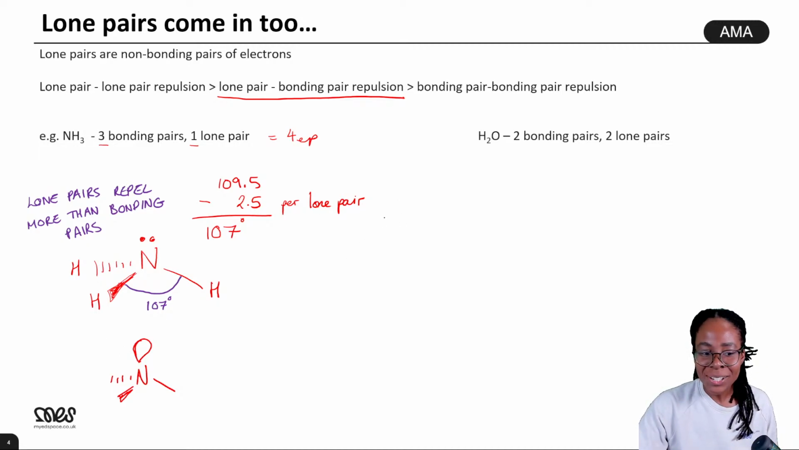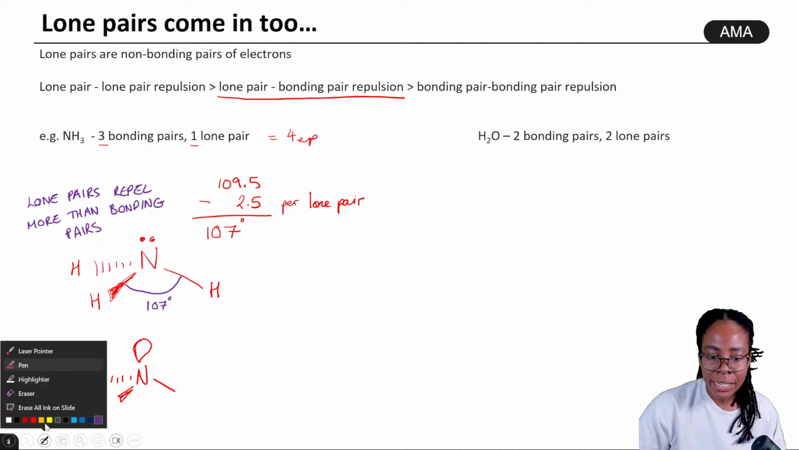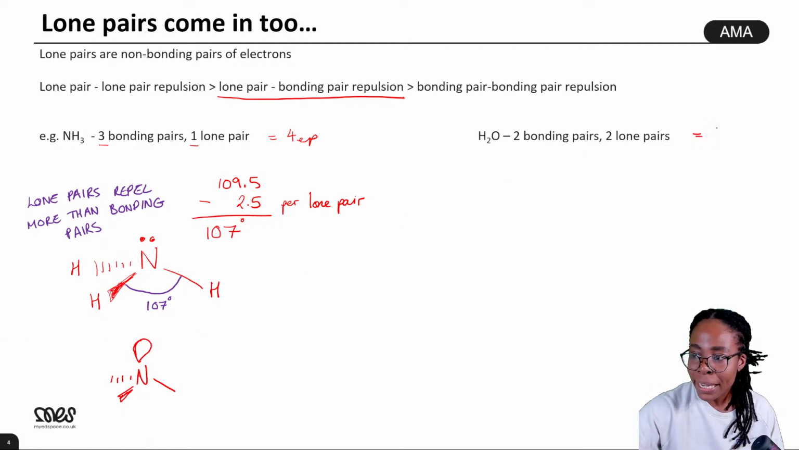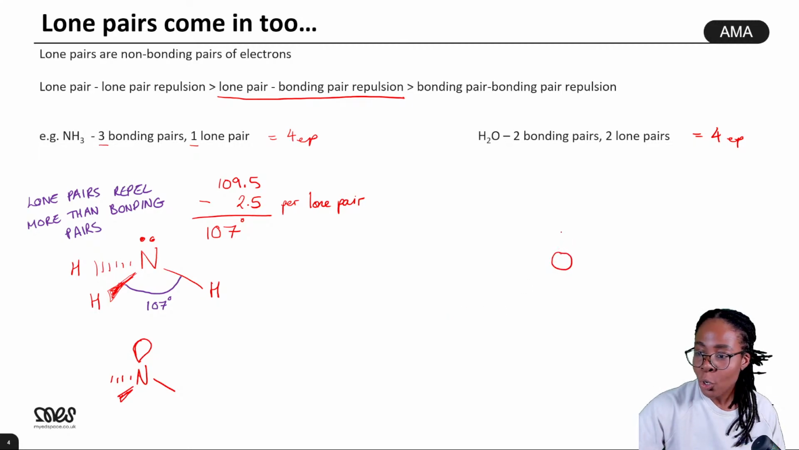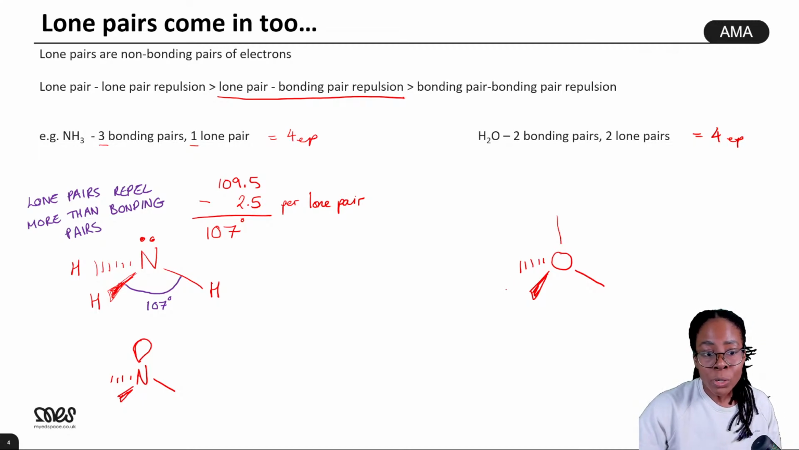Okay. Next, we have got water, two bonding pairs and two lone pairs. Again, that's 4 electron pairs in total, so we're still based off of a tetrahedron. We'll start with our central oxygen atom, one up, one down, one coming towards you, and one going back. But because only 2 of these are bonding pairs and the other 2 are lone pairs, I'm going to get rid of 2 of these.